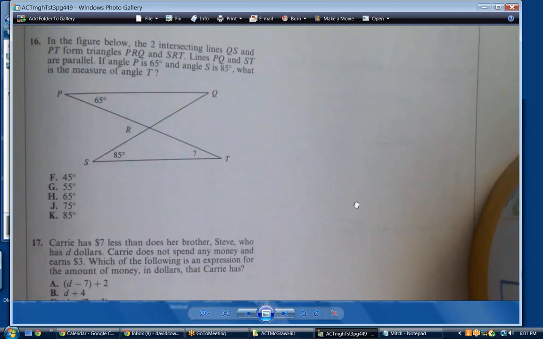Geometry is always good to review when you're studying ACT because most people like you, it's been a couple years since you've had geometry. So it tends to be the toughest part for juniors and seniors taking the ACT.